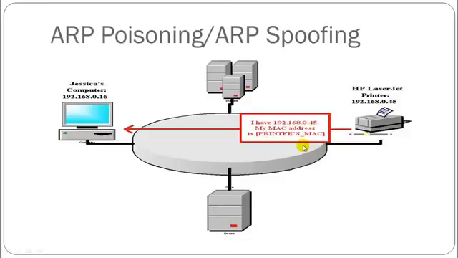After that, we have the man-in-the-middle attack, and as I told you, a hacker can exploit ARP cache poisoning to intercept network traffic between two devices in your network.